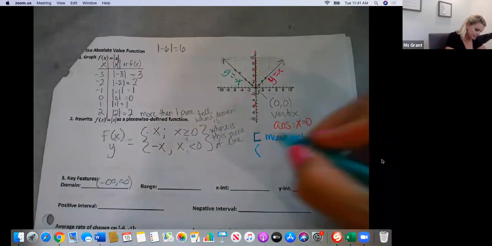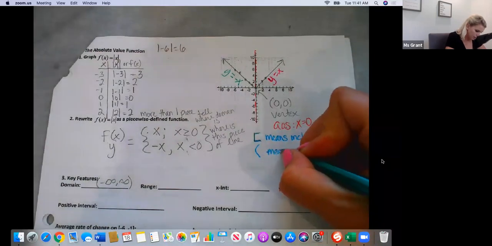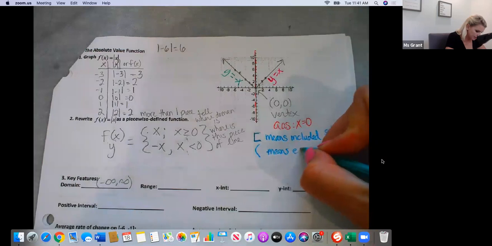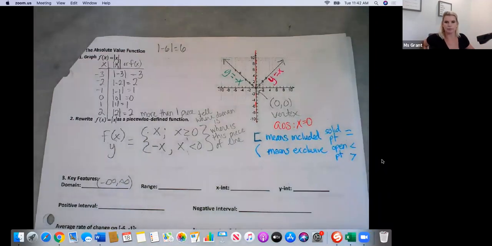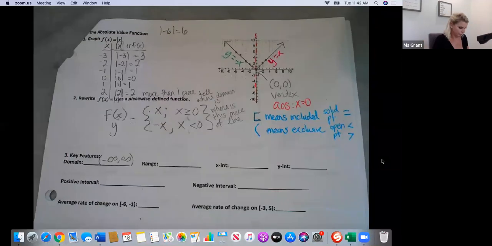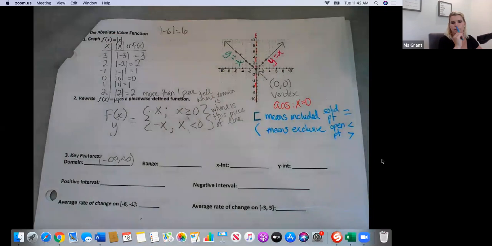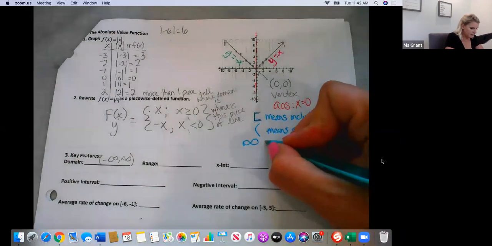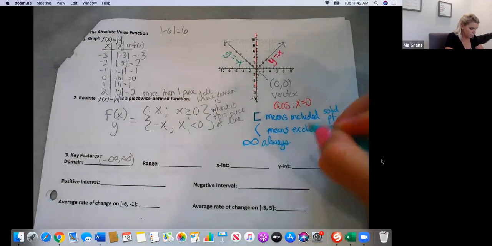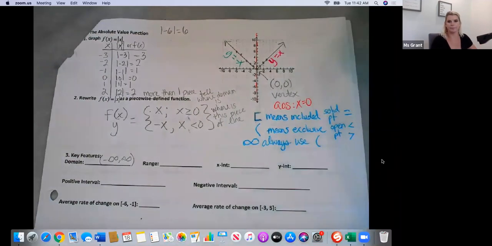A parenthesis means that it's exclusive. It's an open point on the graph, and that would come with an inequality symbol, less than, greater than. For infinity, I always use a parenthesis, okay? Always.